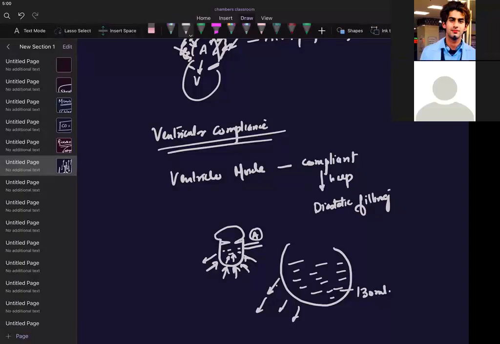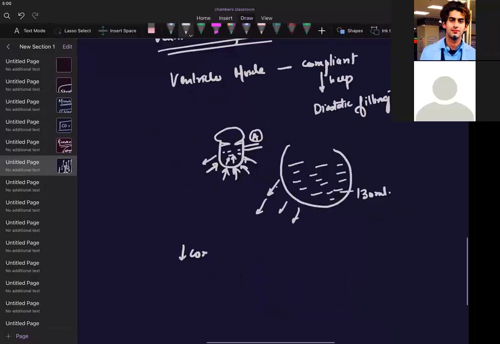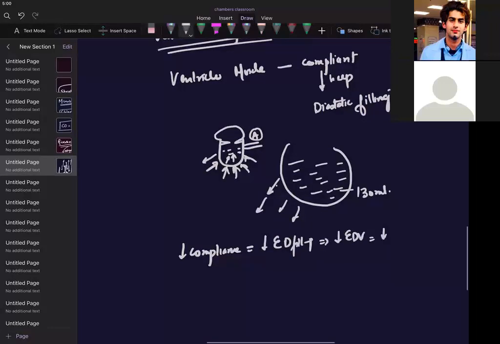So decreased compliance, remember one word, decreased compliance will lead to decreased end diastolic volume. That will lead to decreased, let me first add, end diastolic filling. That becomes easy for you to remember. So decreased end diastolic filling will lead to decreased end diastolic volume. That will lead to decreased end diastolic pressure. That will lead to decreased preload.